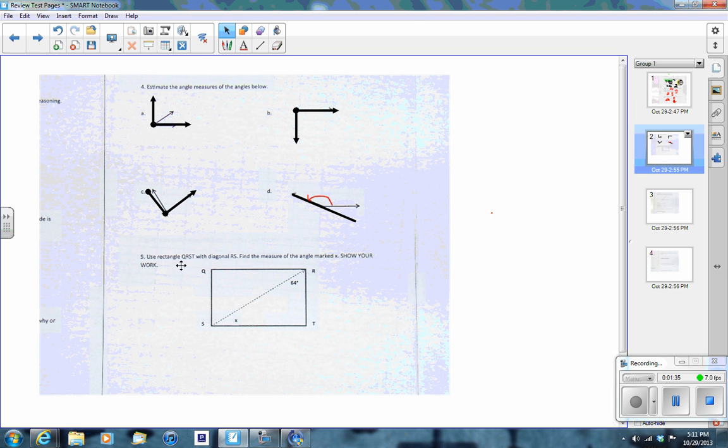Down below here it says use a rectangle QRST with diagonal RS, find the measure of the angle marked X and show your work. We have to keep in mind, as we discussed on the first page, that every triangle has a sum of 180 degrees in it. So I know that this triangle down below here is 180, and the triangle right above it is also 180.